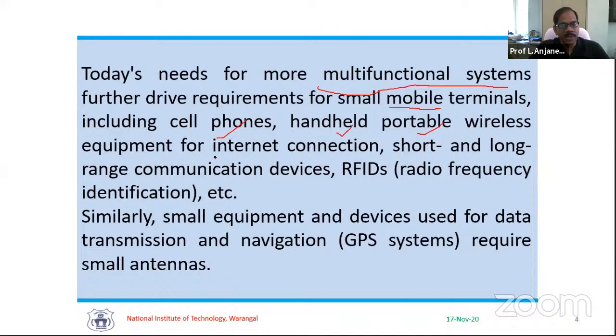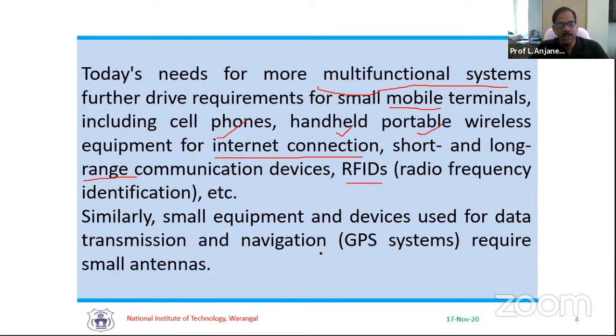Mainly for very high speed internet connection, and especially for long range applications, and similarly for radio frequency identification systems. These are all the applications where we require multifunctional antennas. In fact, people today try to design not separate antennas for all these applications, but an antenna that can work for more than one band. That means if I design an antenna, it should work for all these applications, RFID, as well as mobile, as well as Wi-Fi and WiMAX.